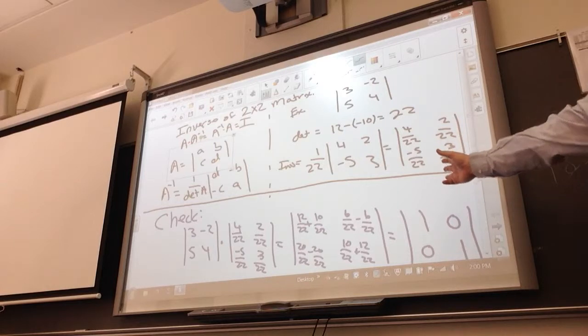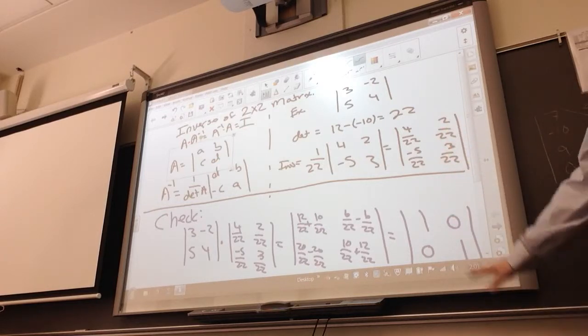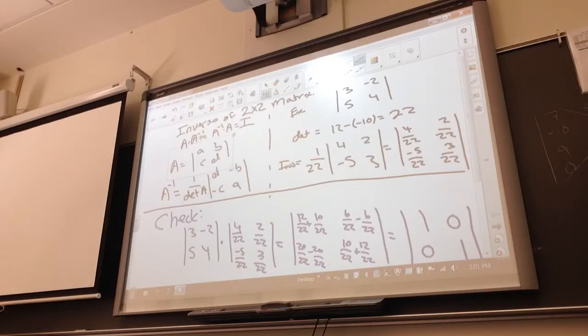Alright, any questions about this right here? This is just a check. Okay? All this should be fairly easy to do. All good? Okay. You got 1 0 0 1. That's the identity matrix.